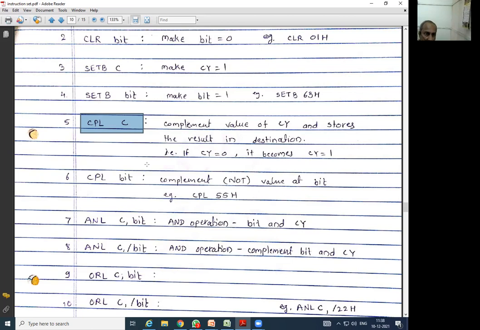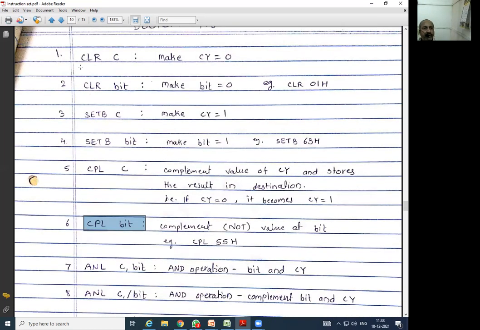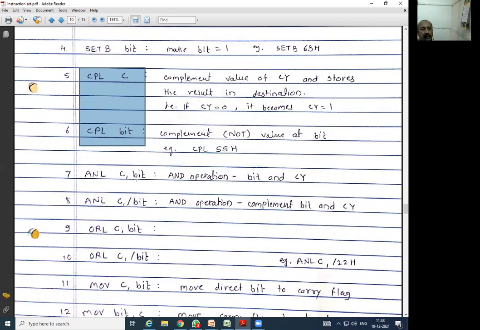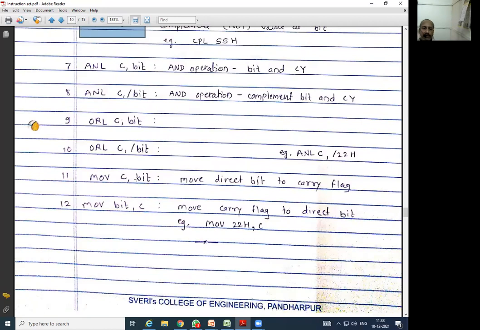Complement C. If you want to complement or invert some other bit, then CPL bit. These are similar to the above ones: there are 2 for CLR, 2 for SETB and 2 for CPL. Like this, the Boolean instructions are there, so they are easy to remember: CPL C, CPL bit. Then it starts for the logical operations, that is the ANDing operations, ORing operations.